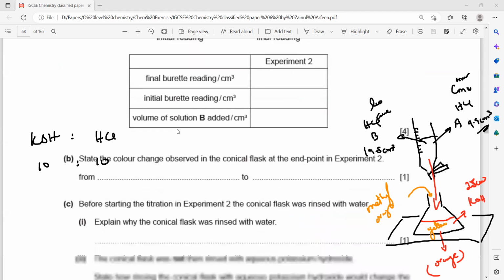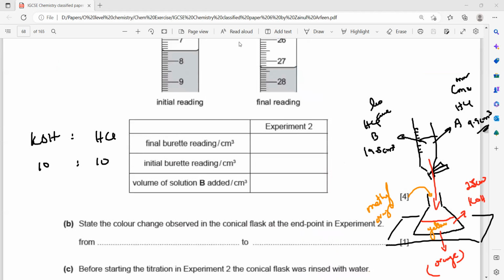The next part, we have to indicate the color change as we did in the beginning. The initial color is always what is in the conical flask, and the final color is decided by what is added from the burette. So the initial color was yellow, as we mentioned in the beginning, because there was an alkali, and the final will turn into orange. So the color change is from yellow to orange.